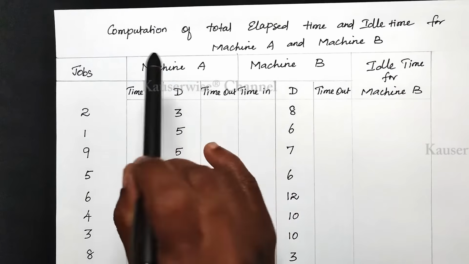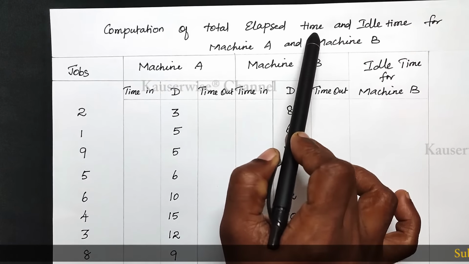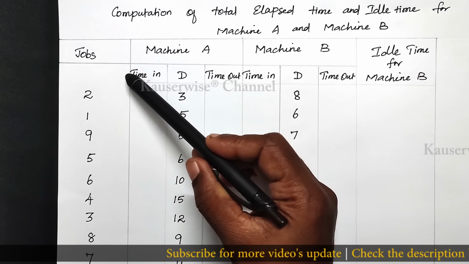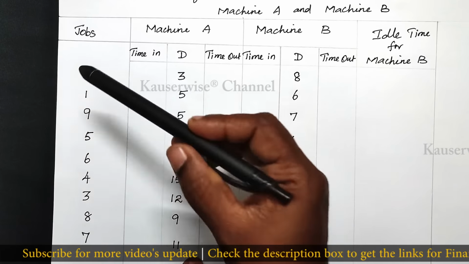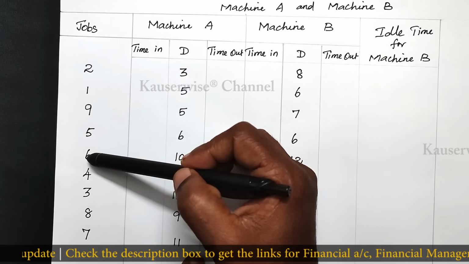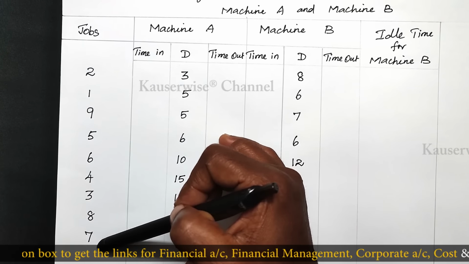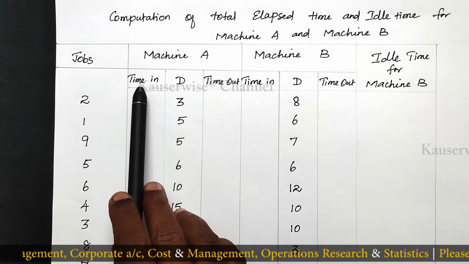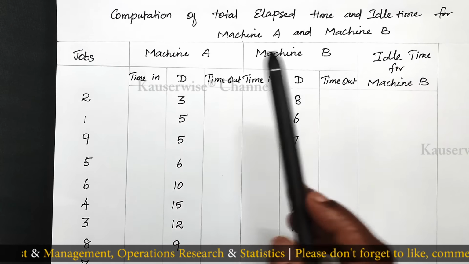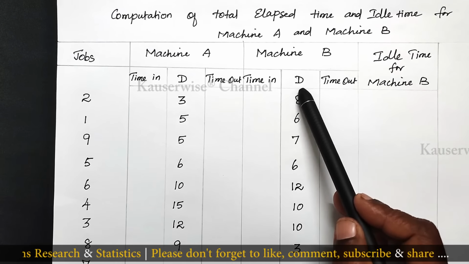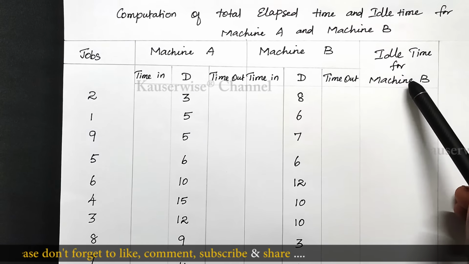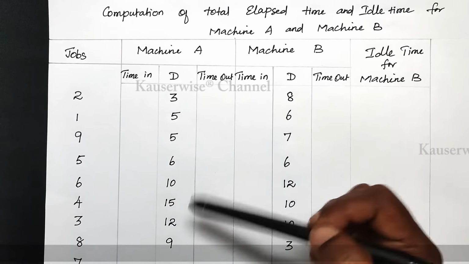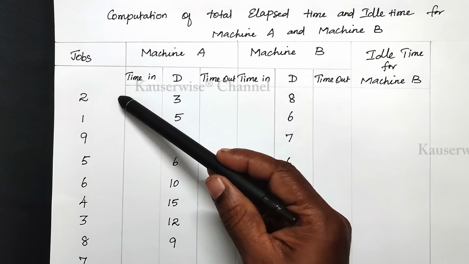See the next calculation: computation of total elapsed time and idle time for machine A and machine B. This is the job order based on the optimum sequence, that is 2, 1, 9, 5, 6, 4, 3, 8, 7. And this is the information for machine A and machine B, that is in time, out time and duration. And the next one in time, out time, duration. And the last one, idle time for machine B. First, we need to write the duration for machine A and machine B based on the optimum sequence.